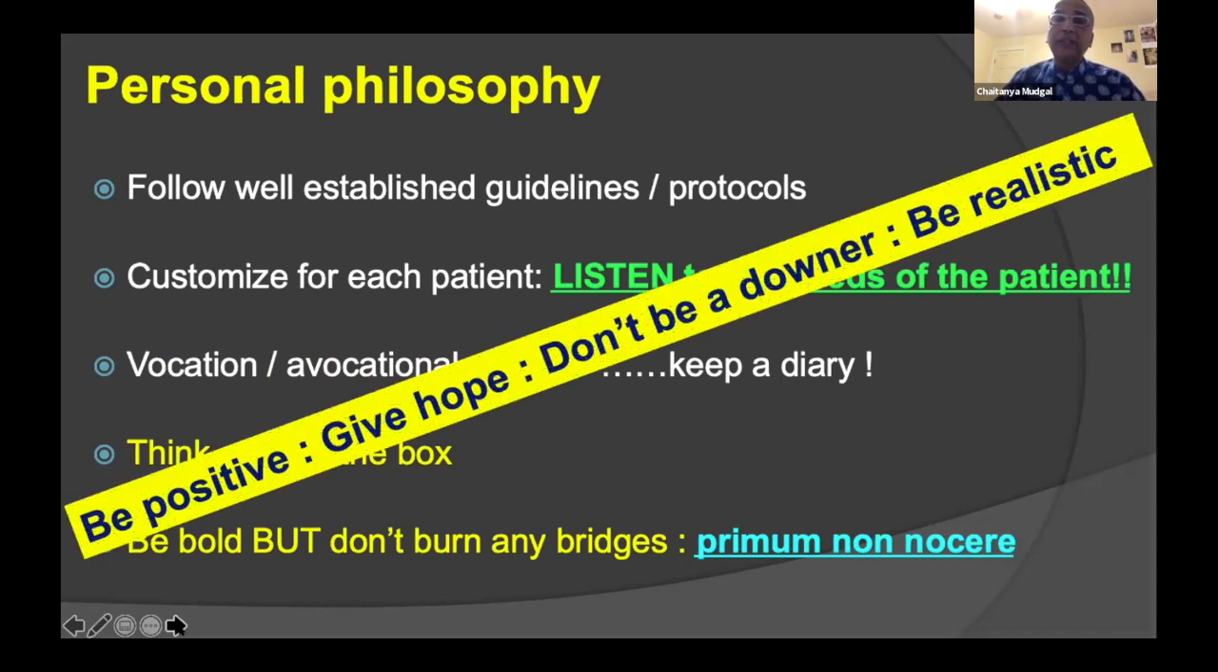Now, you have to understand that a lot of these patients come to you with a lot of hope. Be positive, give them hope. Don't be a downer, but at the same time, you've got to be realistic.